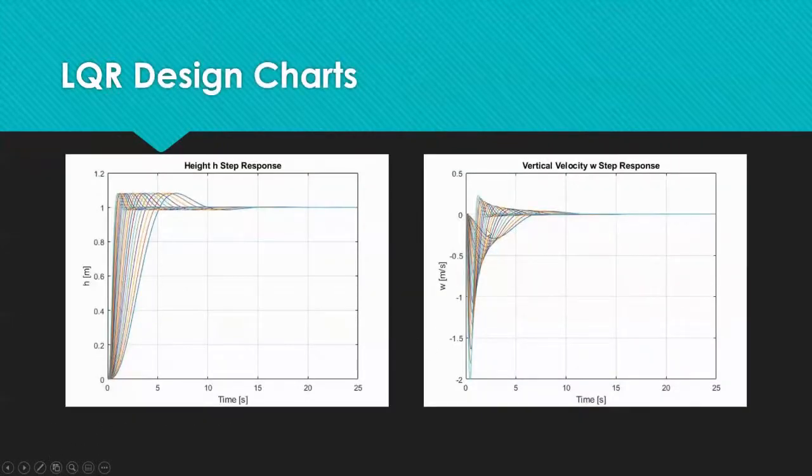So several values of Q were used in the LQR algorithm to determine the state feedback gains, and these gains were used to form the closed loop throttle system. The system was then excited with a step response, which was meant to simulate a constant 1 meter height command. And these step response plots show the effects of changing the weighting of Q, and particularly shows the differences in response times.